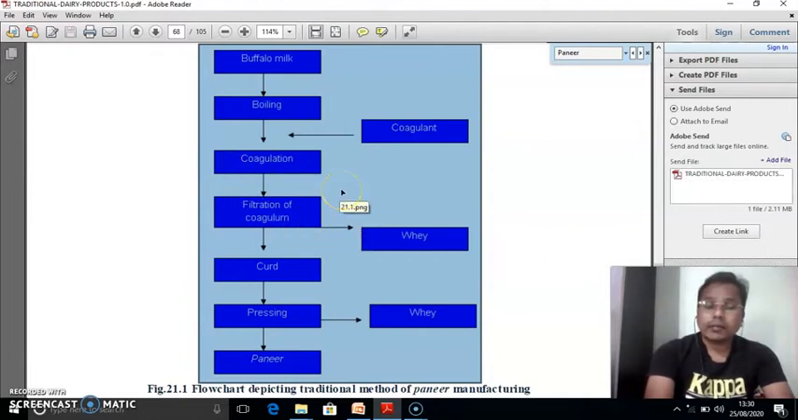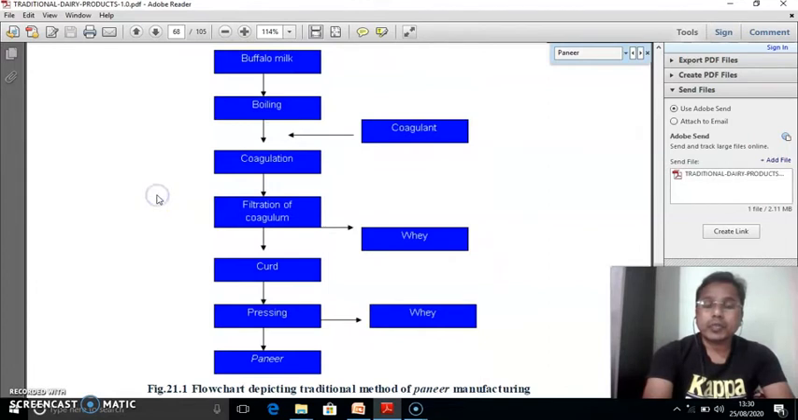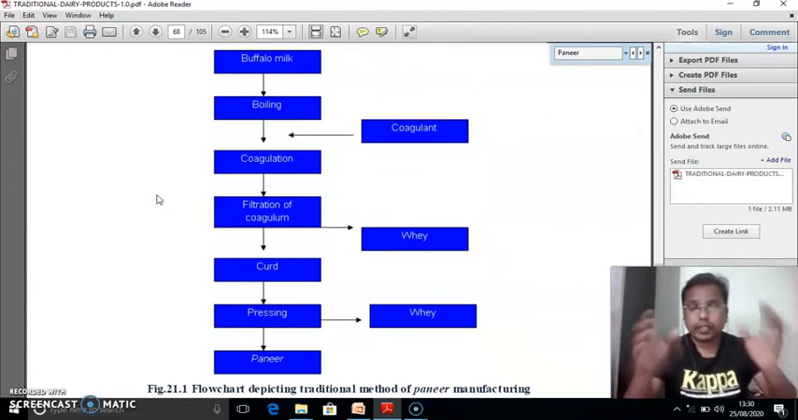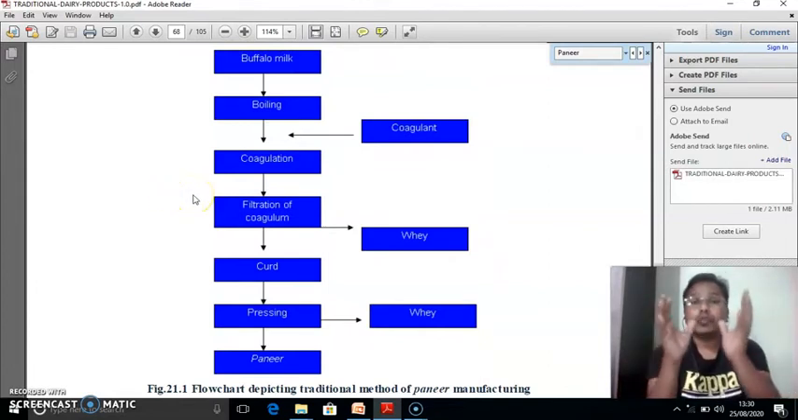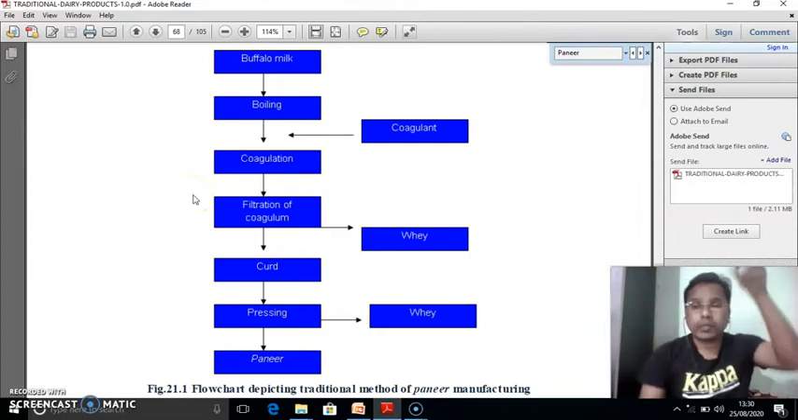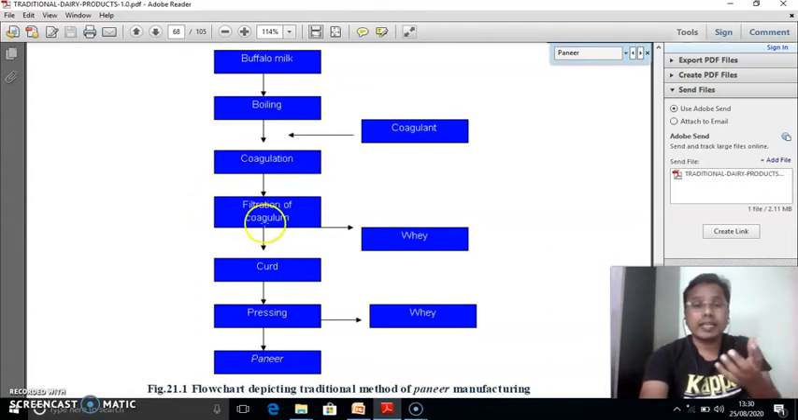And when that mass is tied into a muslin cloth, it must be allowed to hang up. It should be tied and it should be hung. So what will happen? Whatever whey is present here will be drained out, and that muslin cloth will contain a mass or a curd.